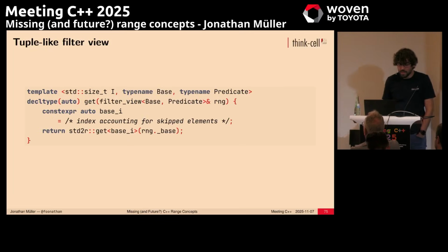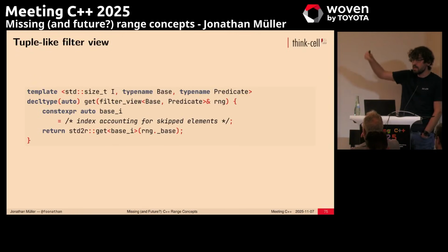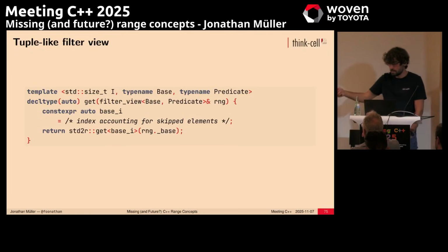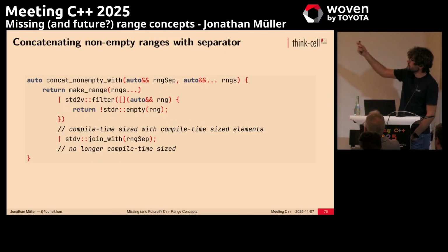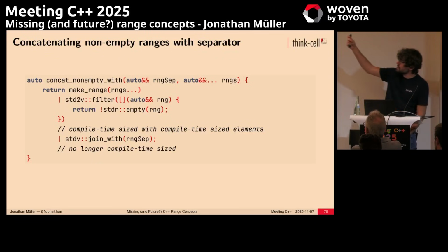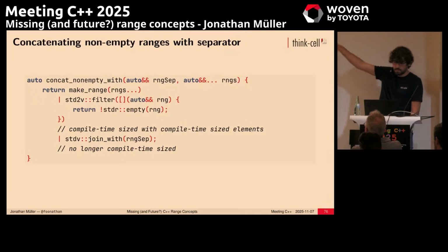And then we can also make it tuple-like by just mapping the index to the base index, accounting for skipped elements. We can compute a lookup table at compile time, and now we've got a filter view that is tuple-like. Now that means we're having a compile time sized range with compile time sized elements, because we know the compile time size of the entire range, because filter now has compile time size, and we know the compile time size of each element because we started out with compile time sized elements.